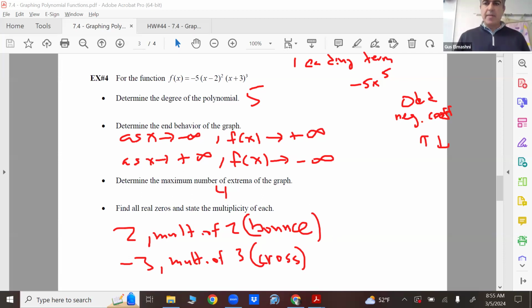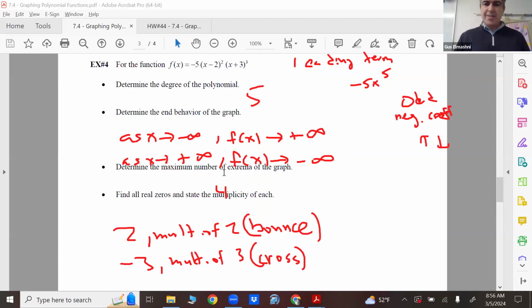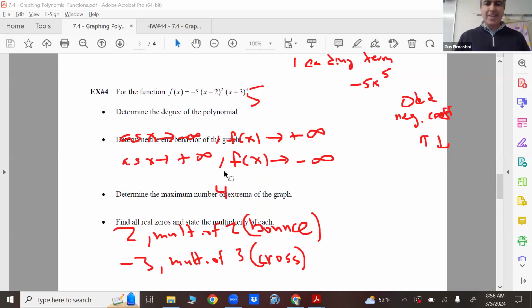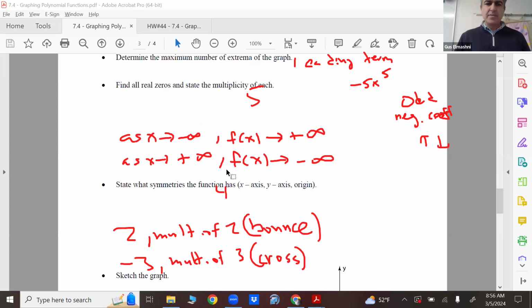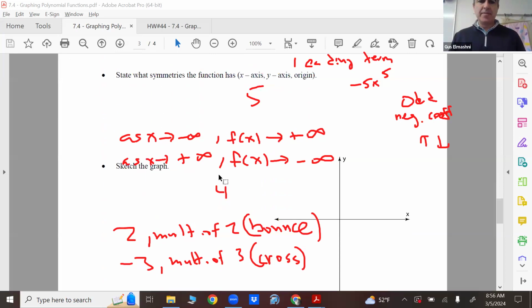So we're going through this more quickly now. Check for symmetries. I don't think there are any. Yeah, because you have to replace x with negative x, but there aren't any, so don't worry about it.